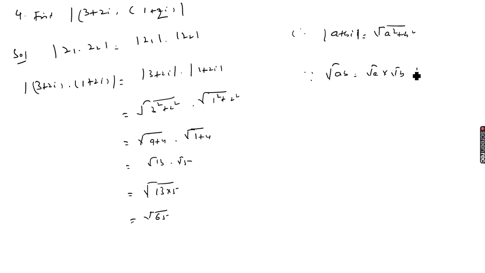Okay, so the basic formula is mod of Z1 into Z2 equal to mod Z1 into mod Z2, and we simplify that mod of a plus bi equal to root of a square plus b square, and finally we get root 65.